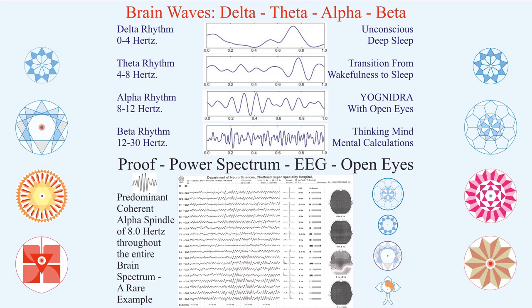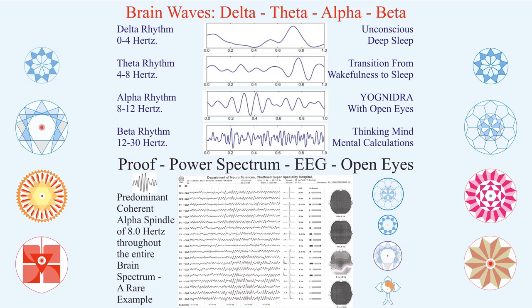Second is the theta rhythm, 4 to 8 hertz, which is a transition from wakefulness to sleep. This way, neuroscience shows that the transition from wakefulness to sleep is represented by the emergence of theta rhythm, 4 to 8 hertz, which one by one represents that state of sleep.